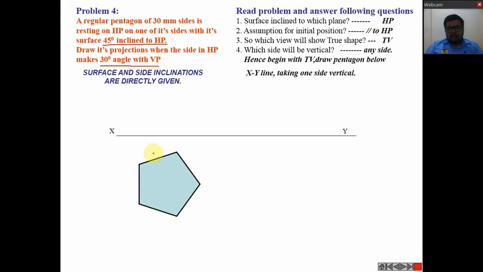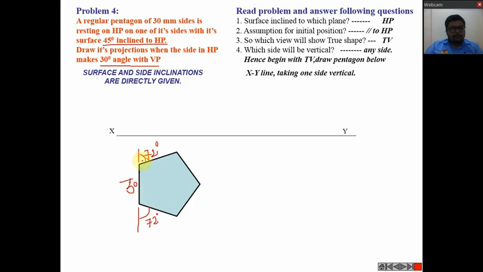I have already explained during the live session how to draw this pentagon. First of all, you have to draw this horizontal line of 30 mm. Then the exterior angle is 72 degrees for a pentagon, because we can find this by considering 360 divided by the number of sides, that is 360 by 5. So this will be 72, and this will again be 72 degrees.